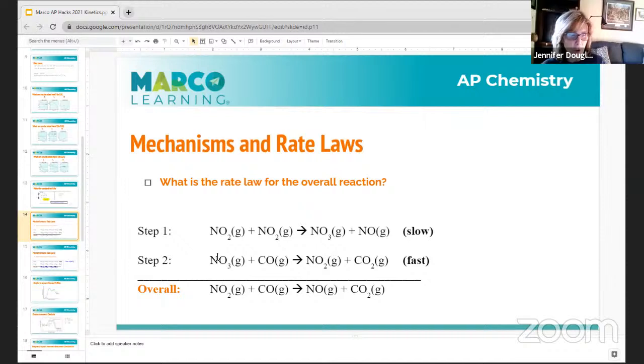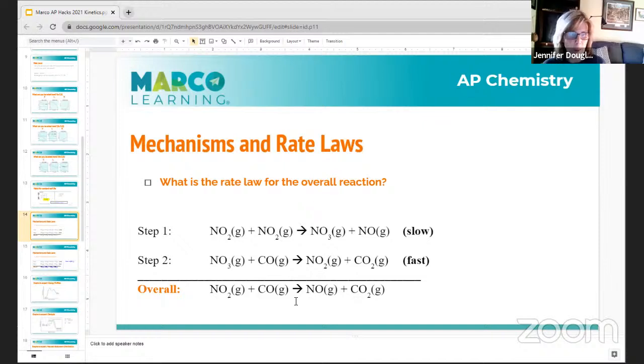So that's the second thing they can ask you. They could ask you, what's the overall reaction? They could ask you if something's an intermediate or a catalyst. And then the third thing they could ask you is, what is the rate law for the overall reaction? Well, remember what I said at the beginning: you can't look at a reaction like this one down at the bottom and know what the rate law is, because you have to determine it experimentally, because you don't know what the mechanism is.